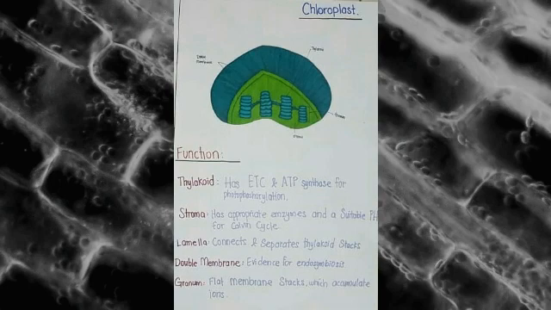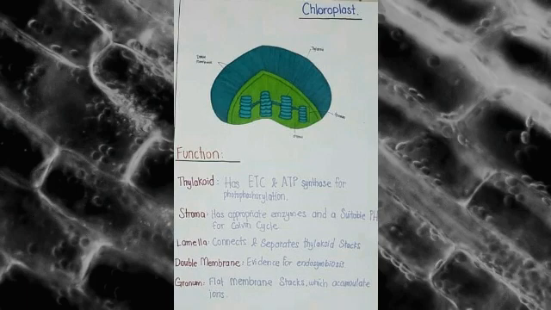Moving forward from here, we're going to talk about chloroplast. The structure of chloroplast contains stroma, granum, thylakoid, double membrane, and also lamella. Now, I'm going to explain the functions of the structure.